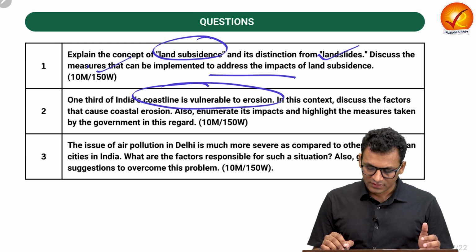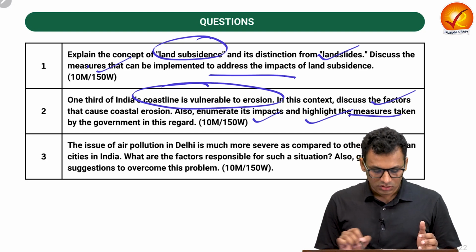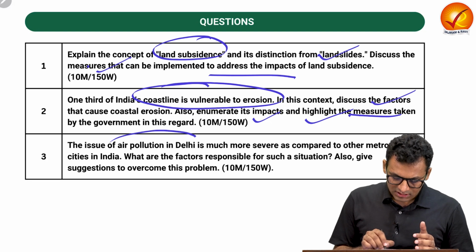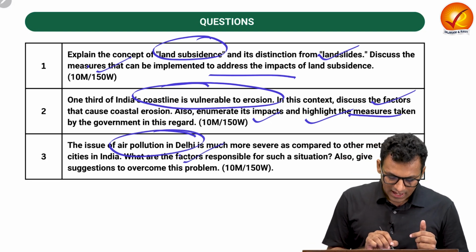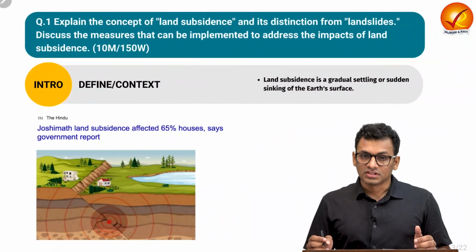We are going to see what are the different factors and we will understand the impacts along with the measures to ensure that coastal erosion is curbed. And lastly, we are going to see a question with respect to air pollution in Delhi. We are going to see what are the factors and suggestions for the same. So let us start with the very first question. Let's read the question together.